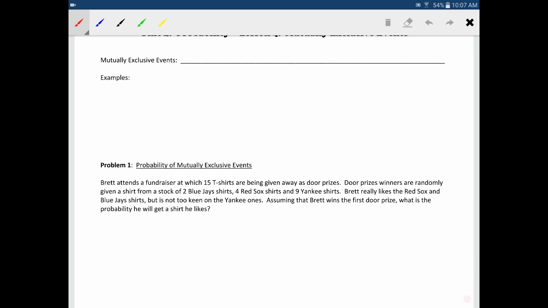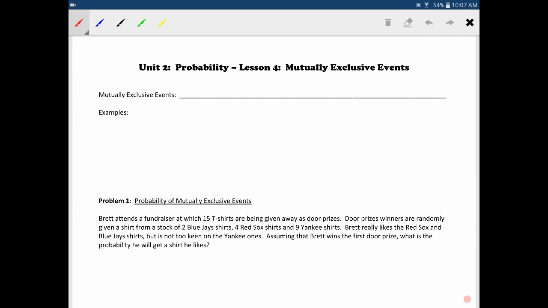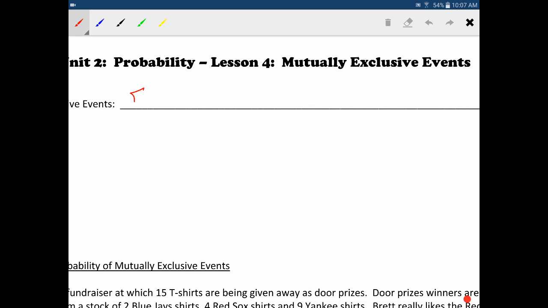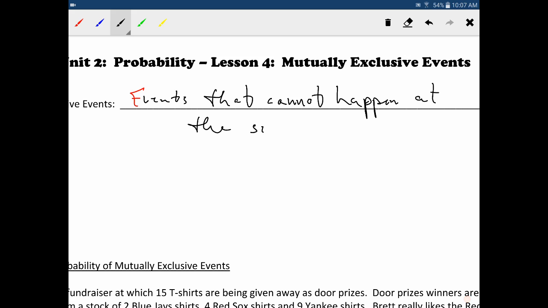Hey guys, today we're going to look at what we're calling mutually exclusive events. These are events that cannot happen at the same time.